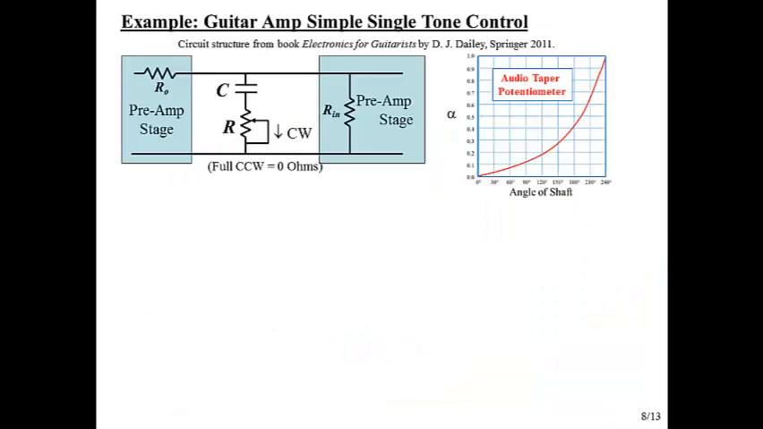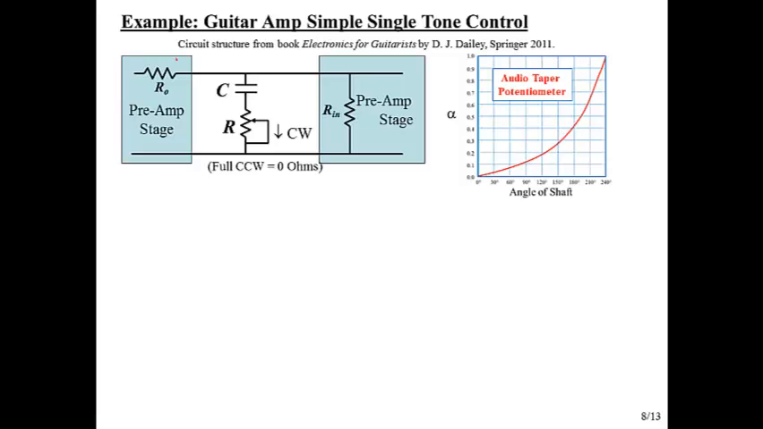So let's look at an example of this. I drew this circuit from a book called Electronics for Guitarists, Springer, 2011. Now this is not necessarily the best simple single tone control in a guitar amp, but this is one that was analyzed in this book as a very simple example of thinking about how a single knob tone control might work in an amplifier.